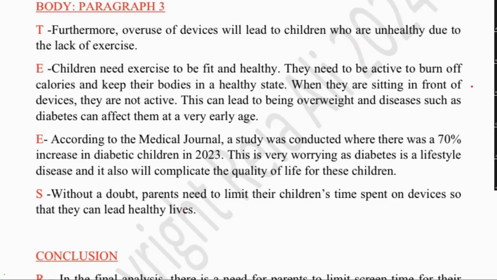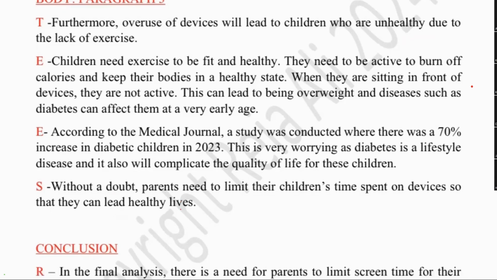According to the medical journal, a study was conducted where there was a 70% increase of diabetic children in 2023. This is very worrying, as diabetes is a lifestyle disease and it also will complicate the quality of life for these children. Without a doubt, parents need to limit their children's time spent on devices so they can lead healthy lives.